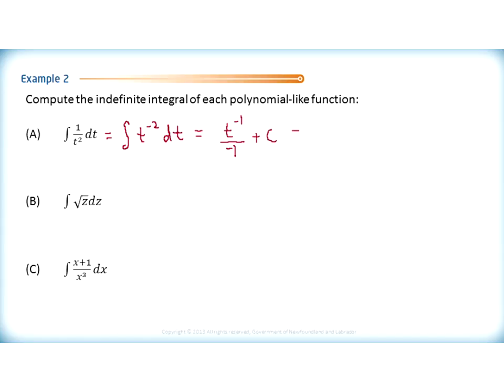Now I don't like the way that looks because I don't like to leave a negative 1 denominator, and I don't like to have a negative exponent. So to be more concise, this could actually be written as negative 1 over t plus our constant. So that's a much nicer way to present that answer. Okay? Let's try the next one. So for the next one, we've got the integral of the square root of z dz. So let's first of all make it look a little more polynomial-like. So this will be the integral of z to the power of 1/2 times dz.